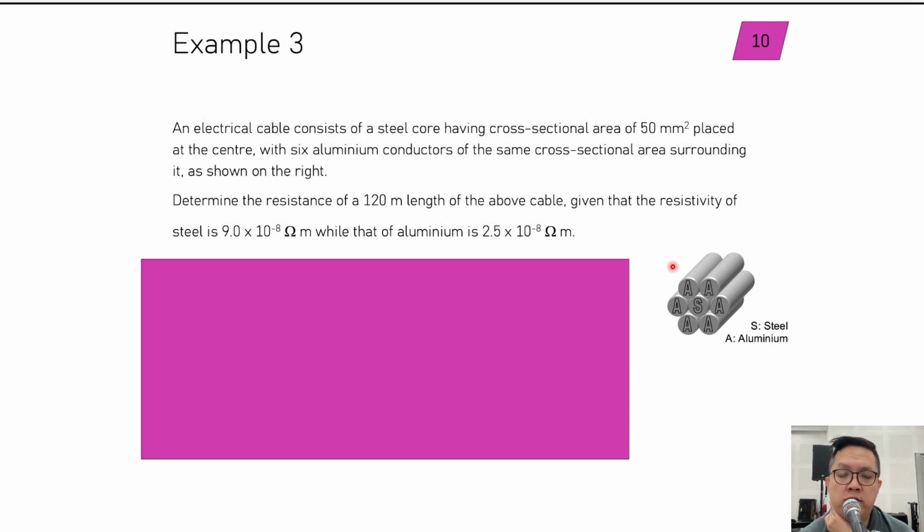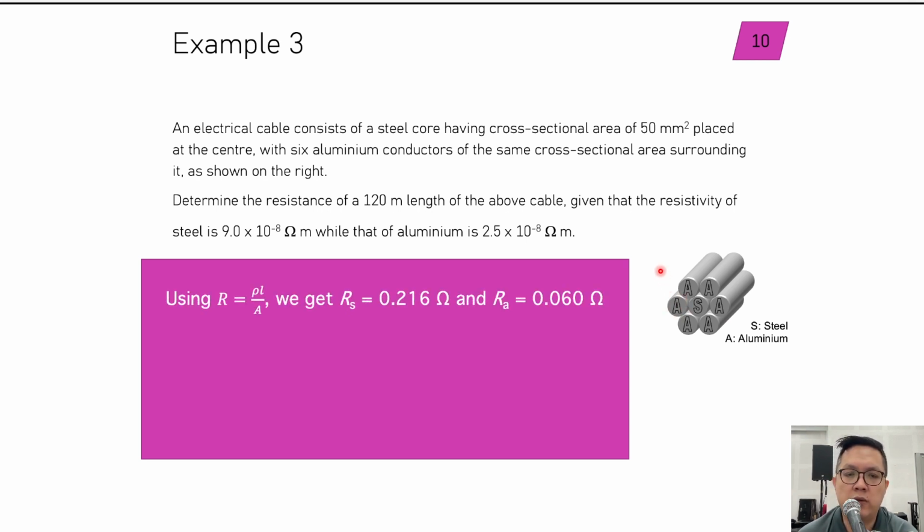Example 3 is a more application question that's linked to what you learned in COE when we talk about resistivity. Okay, so I'm not going to spend so much detail on the resistivity part. I have a cable, 50 millimeter square cross-sectional area, and the length is 120 meters. So you have one steel cable surrounded by 6 aluminum cables, all having the same dimensions. So you can quickly work out, using R equals rho L over A, the resistance of the steel cable to be 0.216 ohms, and the resistance of each aluminum cable to be 0.060 ohms. So all these are connected in parallel.